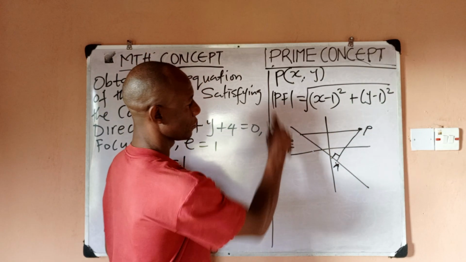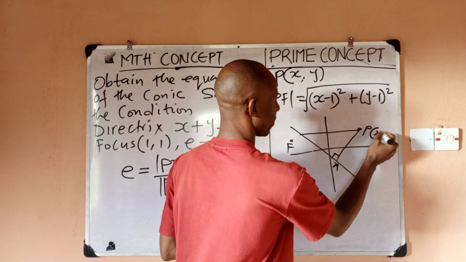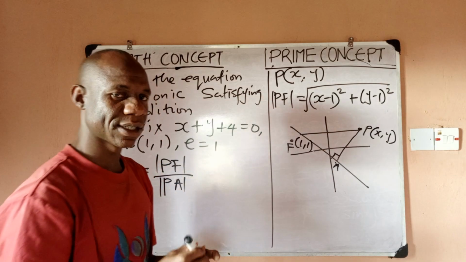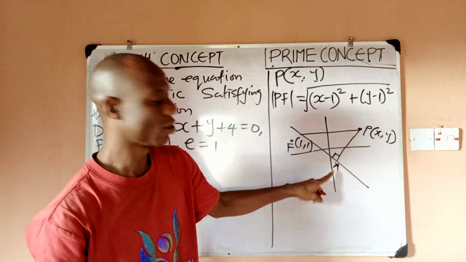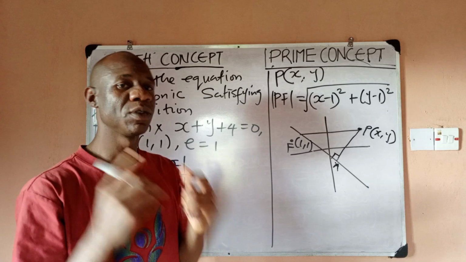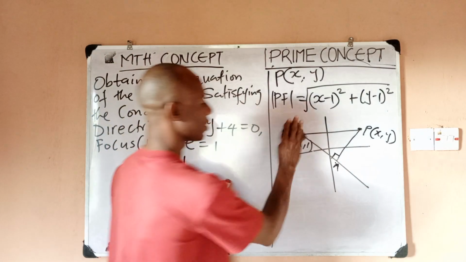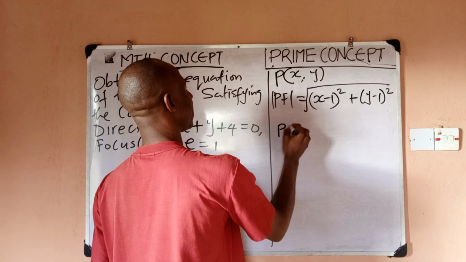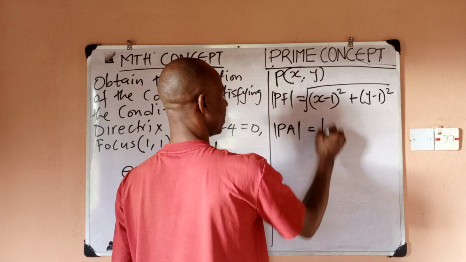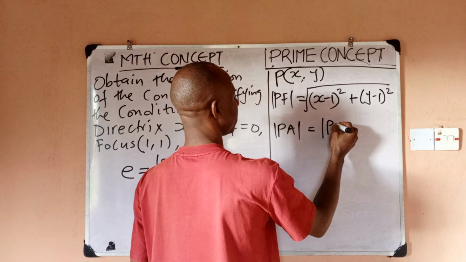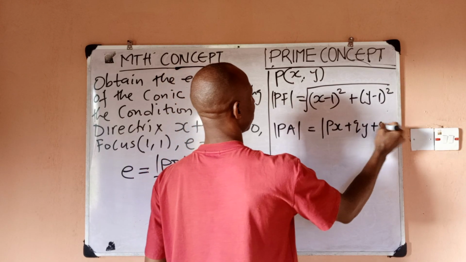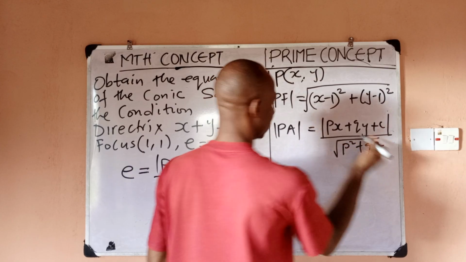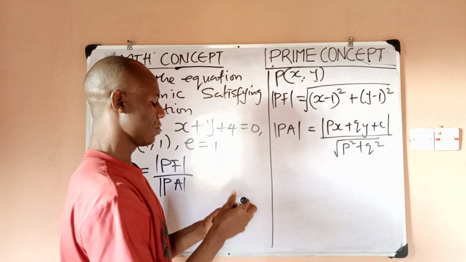We've gotten PF, which is the distance from this point X, Y, to the focus, which is 1, 1. The next thing we want to get is the distance from P to A, which is a perpendicular distance. And how do we find perpendicular distance? Very simple. We have the formula. The formula for finding perpendicular distance PA is simply the absolute value of Px plus Qy plus C, all divided by the square root of P squared plus Q squared.